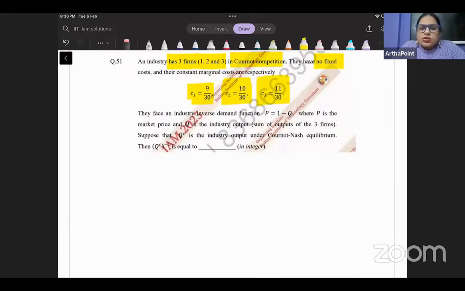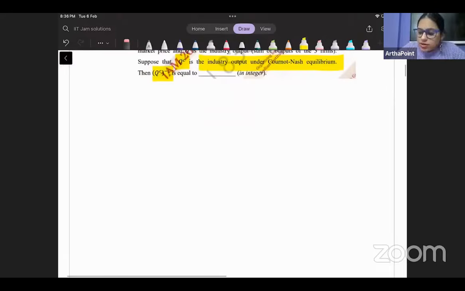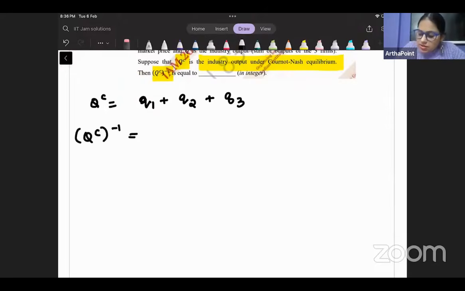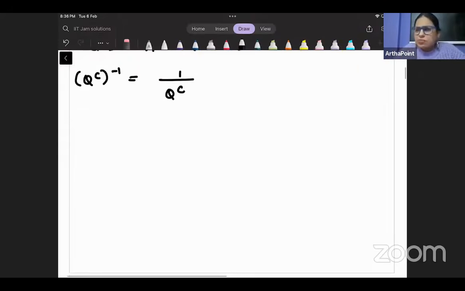It then says there is an inverse demand function, 1 minus Q. And it is asking that QC is the industry output under Cournot. Find QC inverse. So what is it saying, beta? QC is the output of industry 1 plus 2 plus 3. You have to find QC inverse, that means you have to find 1/QC. Very simple question. Just try to think about this.